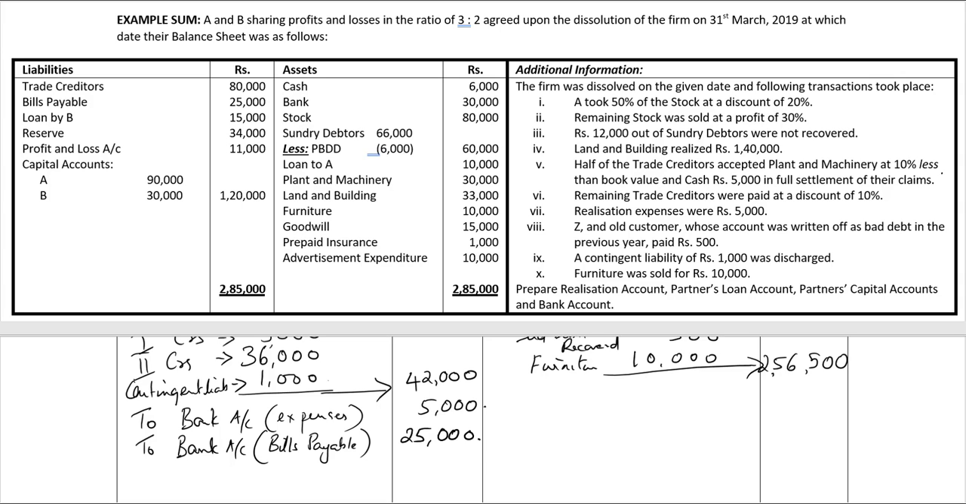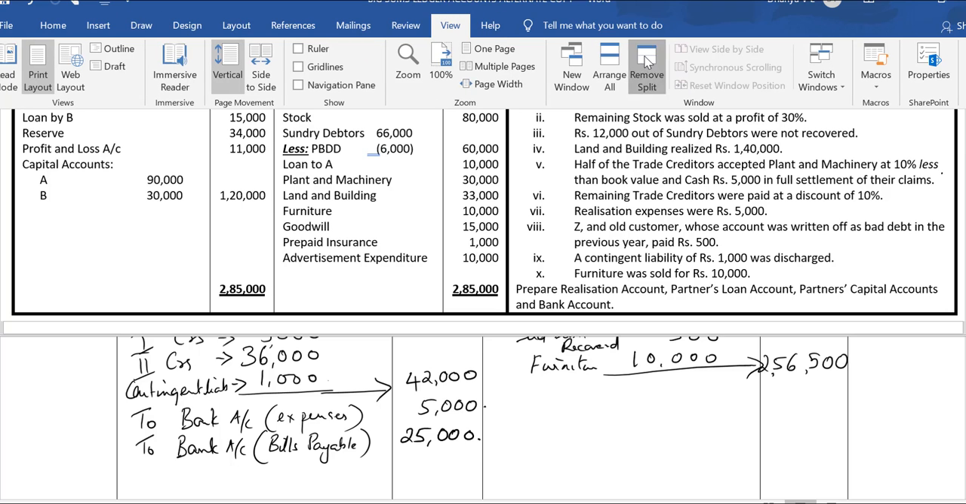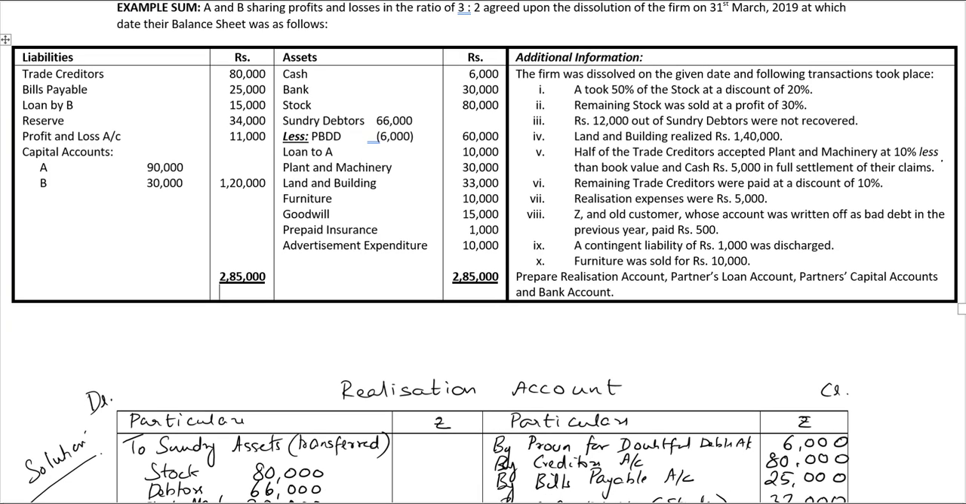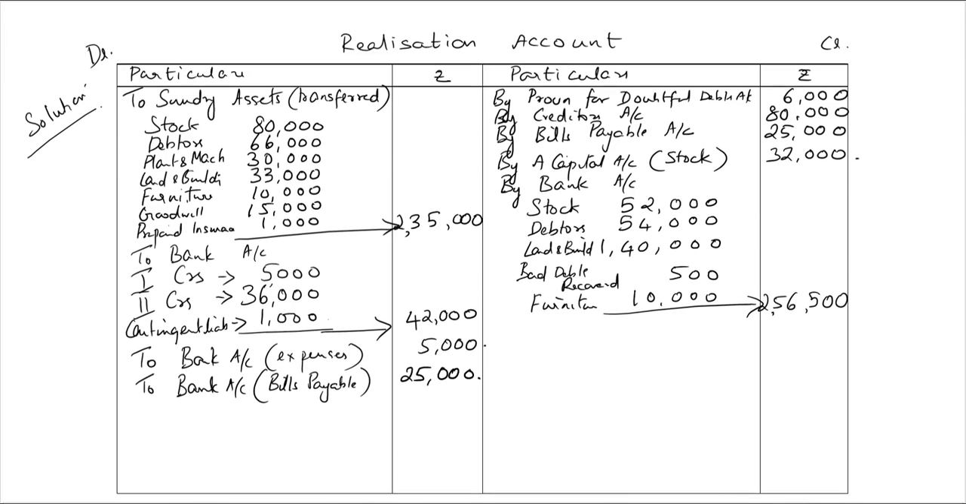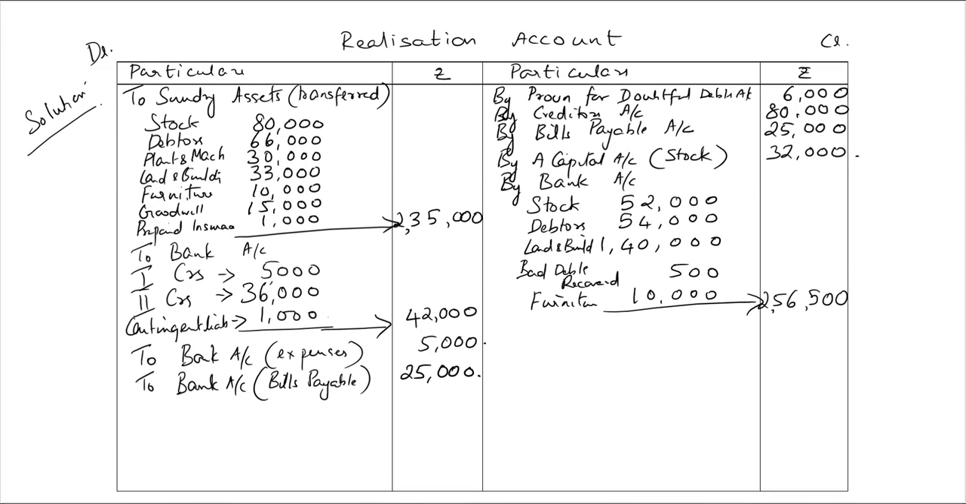So all the entries are done in the realization account. I'll remove the split and we'll find out the gain or loss on realization. We'll total up the credit side first. Credit side totals to 3,99,500.